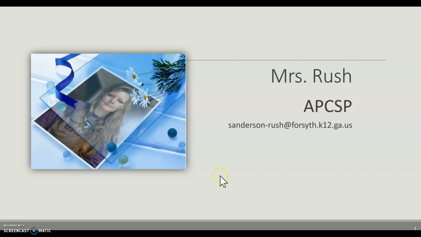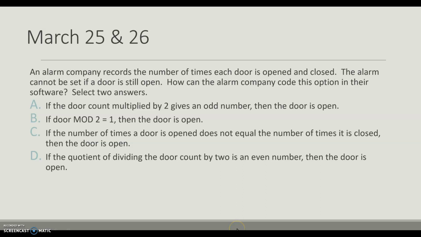All right, let's go ahead and do our question of the day. Question of the day from March 25th and March 26th. An alarm company records the number of times each door is opened and closed. The alarm cannot be set if a door is still open. How can the alarm company code this option in their software? You're going to select the two best answers.